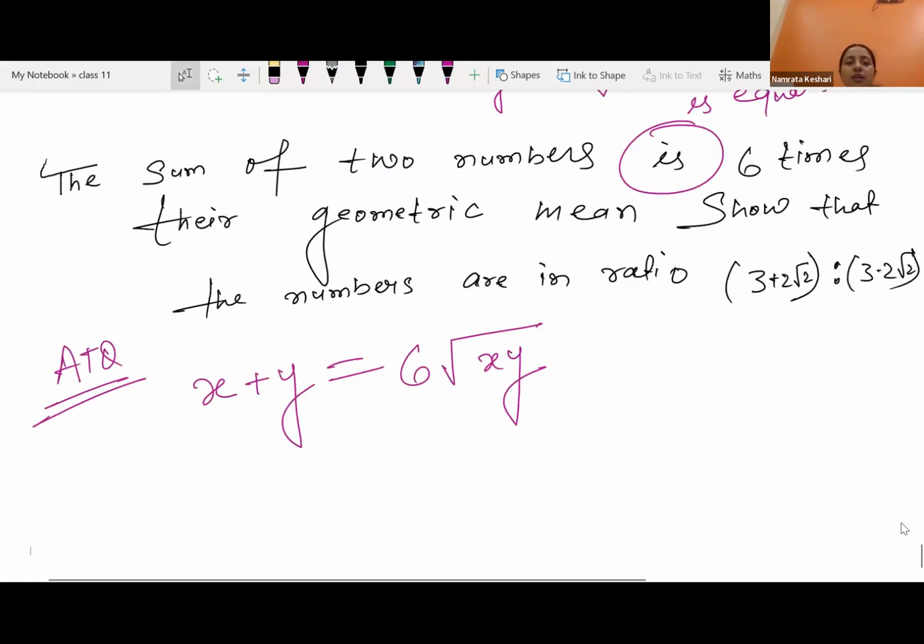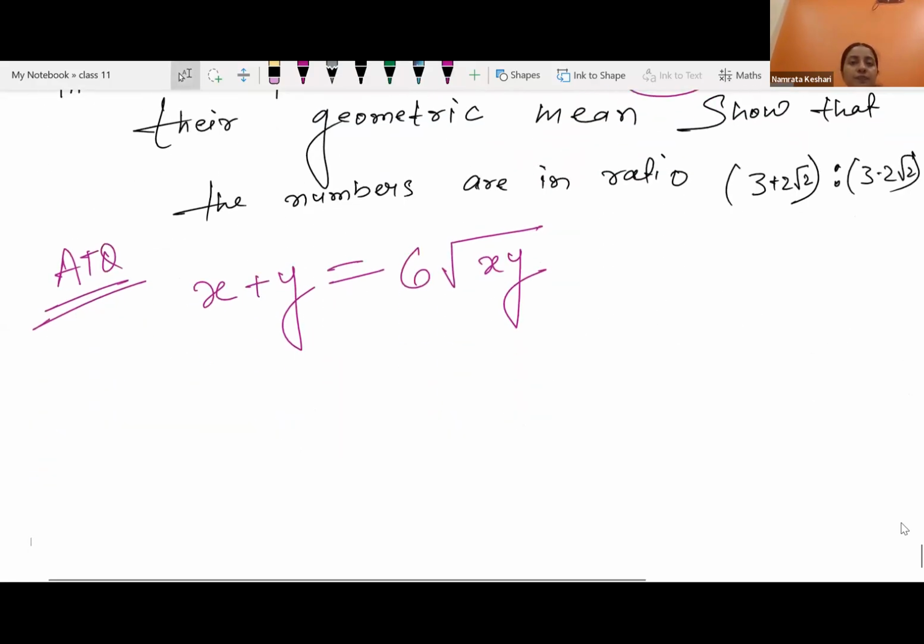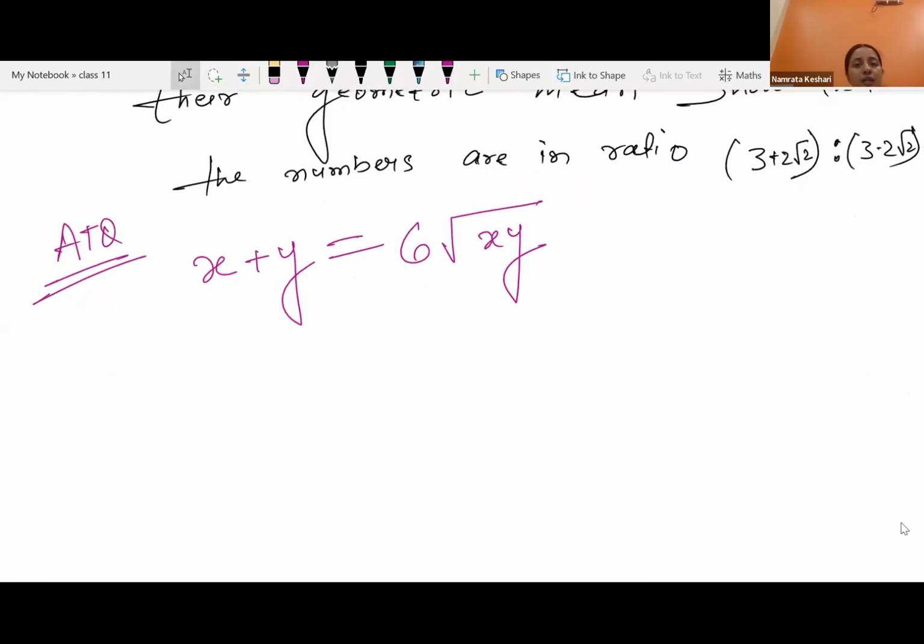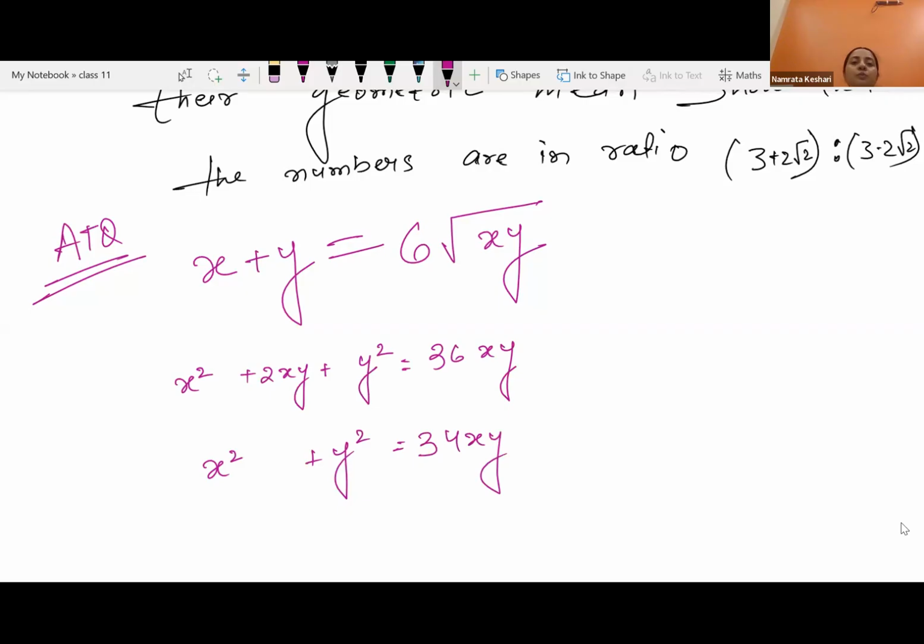Ratio between x and y. Now just observe this one. If you do squaring both sides, here you will get x square, here you will get y square, here you will get 2xy. And there just 36xy. Now you will have x square plus y square is equal to 36xy minus 2xy. Maximum you can do, that means 34xy. And after this, are we able to find the ratio? No. Is it solvable? No. Do we have another equation? No. Then what will we do?